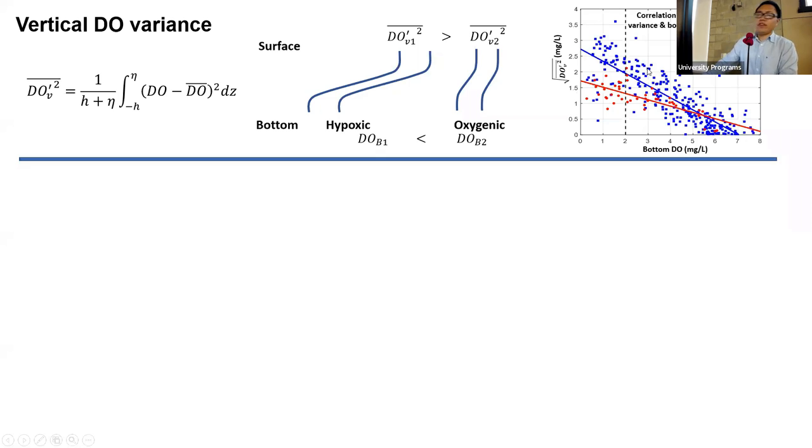The right figure shows our field data. The x-axis is the bottom oxygen. The y-axis is the square root of the variance, so they have the same unit. The regression line tells us that when the bottom oxygen decreases, we have a higher vertical variance in oxygen. The different slopes are for different locations: the blue are over the banks, the red are in the shipping channel. But clearly you can see that bottom oxygen is negatively correlated with the variance.